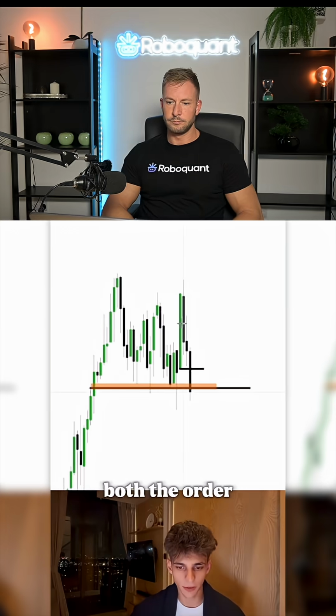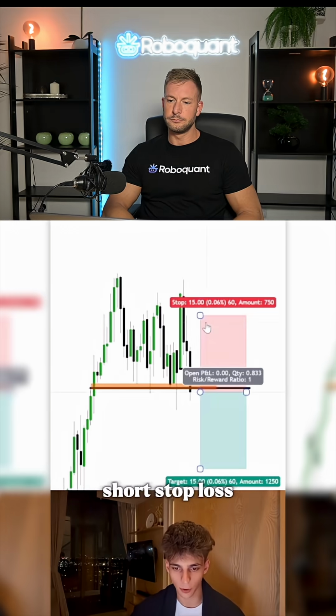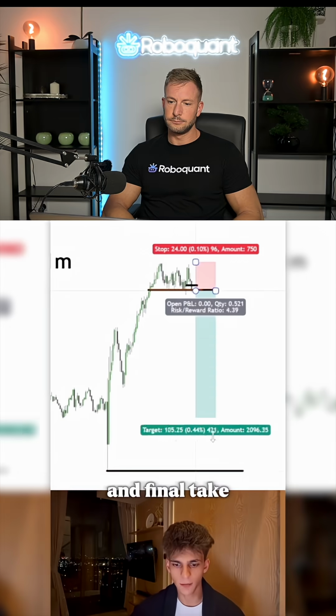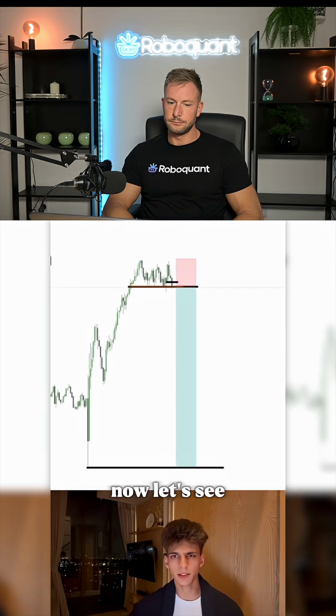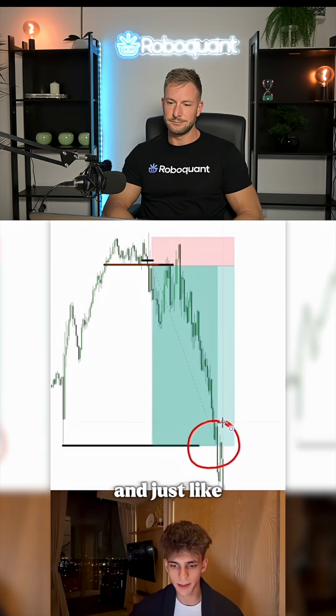The validation of both the order block and the iFVG is the entry short. Stop loss going to those swing highs and final take profits going down to those 8 a.m. lows. Now let's see what plays out. And just like that, final TP was hit.